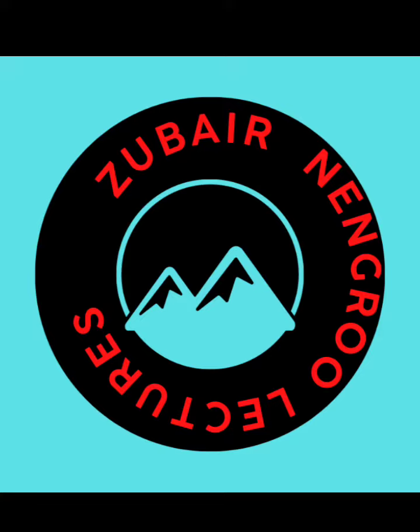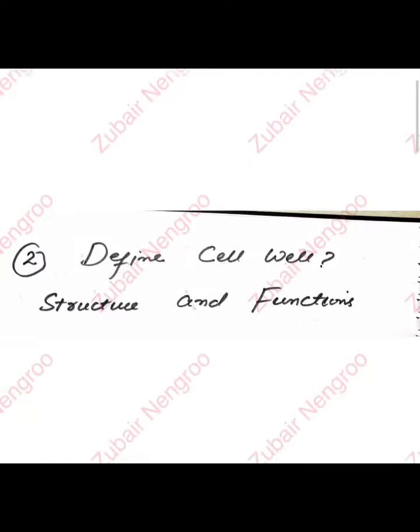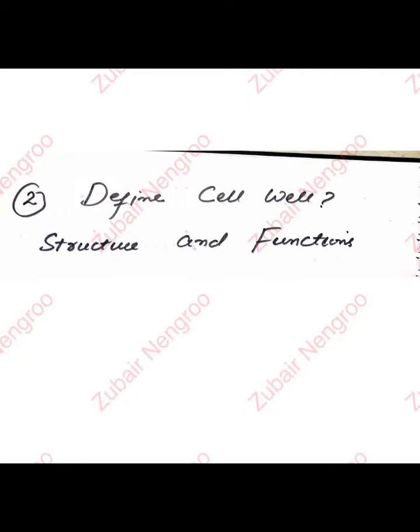So, let us start with the important questions in this case. We have question number one: explain the fluid mosaic model for membrane and fluidity of biomembrane. Now we have the second question: define cell wall structure and its functions.